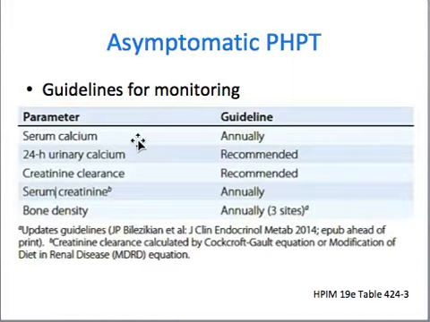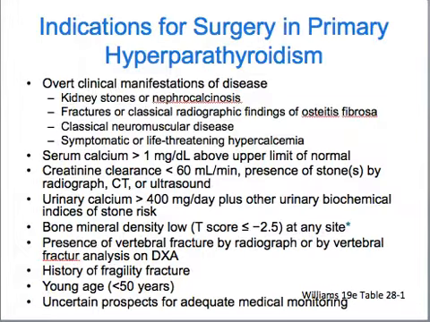So I mentioned earlier about patients who have asymptomatic primary hyperparathyroidism. If they don't meet the indication for surgery for primary hyperparathyroidism, usually we just monitor them. Every year we do serum calcium, creatinine, and bone mineral densitometry. And occasionally you can request for 24-hour urinary calcium. So when to refer patients for surgery?